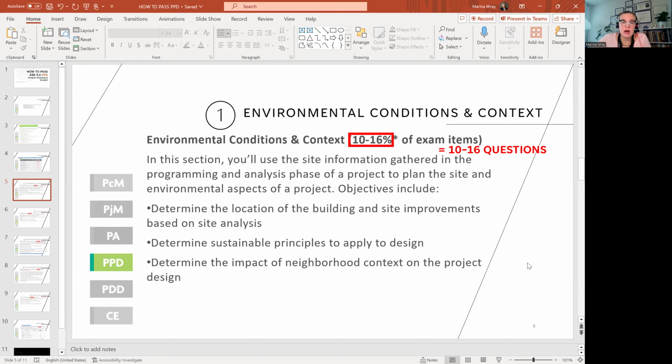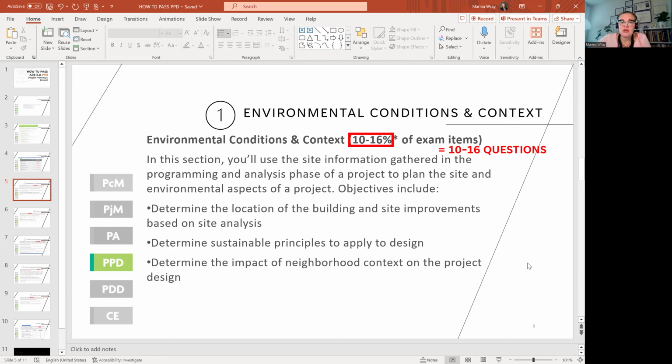And also site improvements, what you need to do to accommodate that building. So for example, if there is noise from the highway, if you need to plant a row of trees, or if you need to build a wall, or whatever is required. So you need to analyze the location and the site improvements.